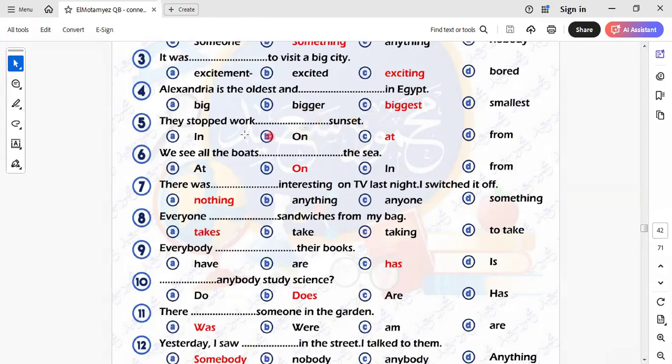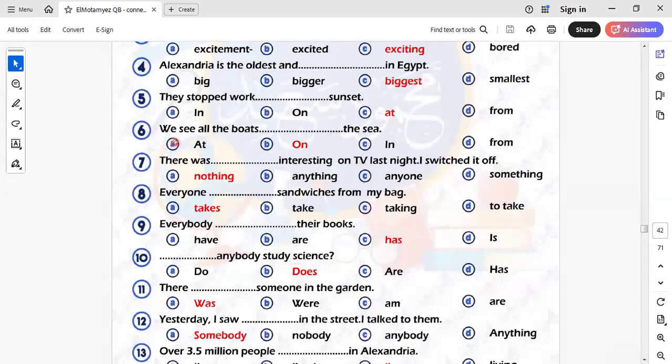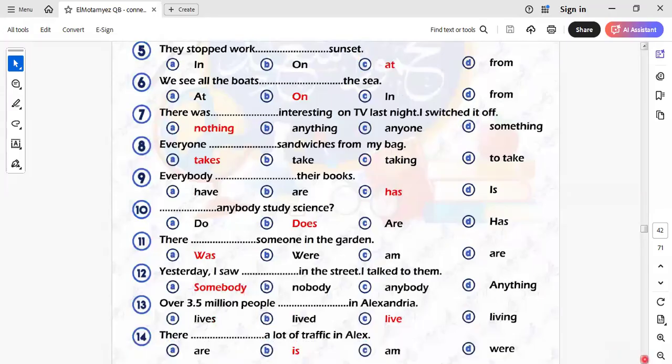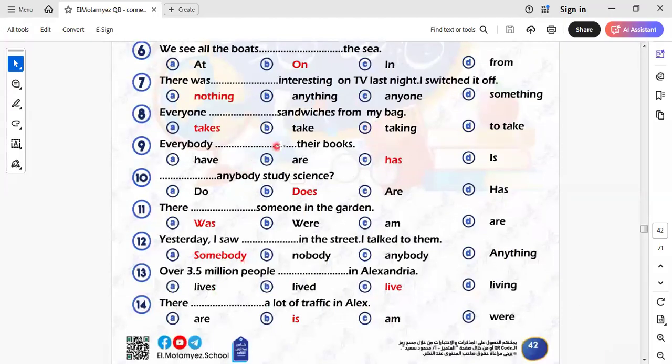Let's go to another one here. I stopped working at sunset. Let's go to the next sentence. We see all the boats on the sea. Let's go to another sentence here. Everybody has their books.